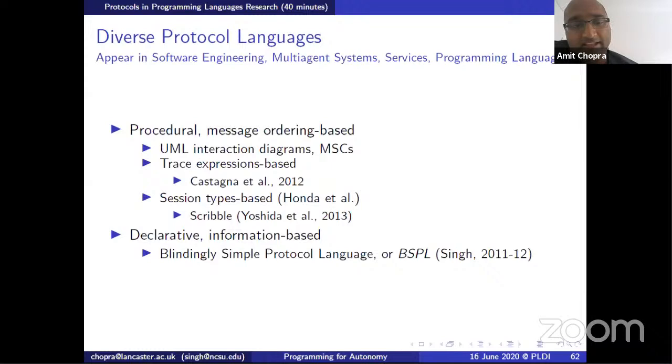And Scribble, by Yoshida, who is Honda's collaborator. Honda passed away a few years ago. Yoshida has collaborated with Honda on session types, and she and her collaborators have come up with a language called Scribble, which embodies the main ideas of the session types based approach. And there's of course the declarative information based approach, of which BSPL is the only exemplar. There are extensions of BSPL that we have worked upon, but you can think of BSPL as the leading exemplar, or the only exemplar, of the information based approach.